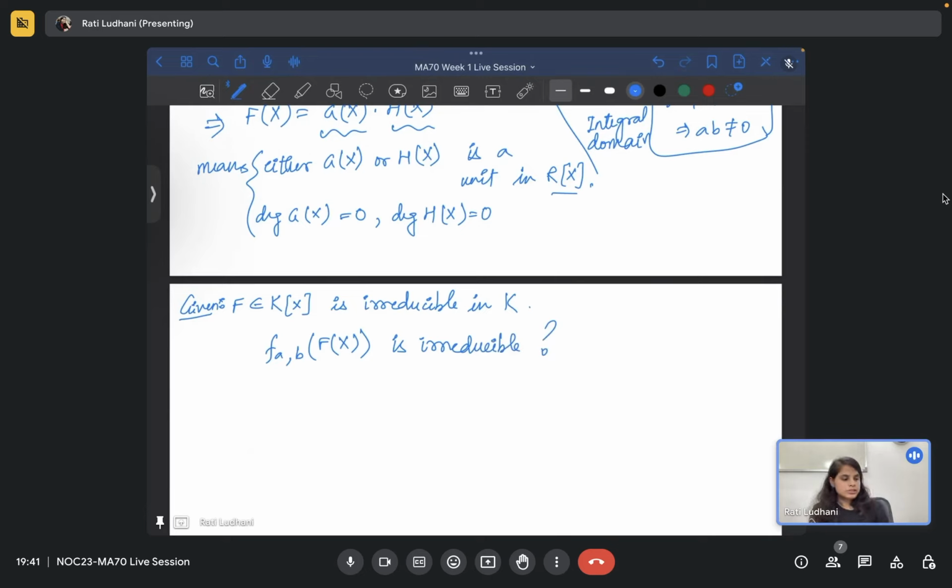Okay, this is again in k, because if you change the field it could be different. For example, x squared plus 1 is irreducible in the real numbers, but x squared plus 1 is not irreducible in the complex numbers. So if you extend the field, this property could change. So you need to show this is irreducible.